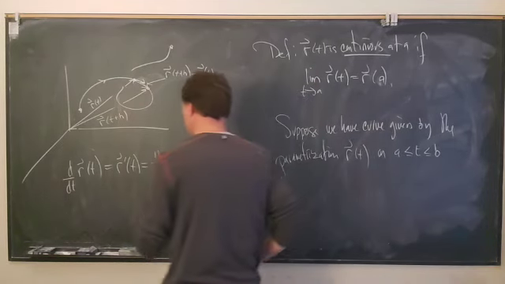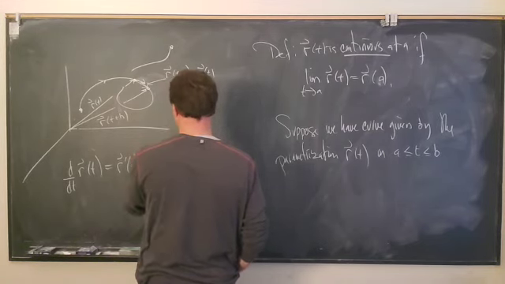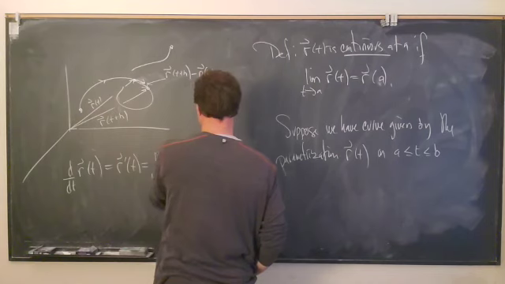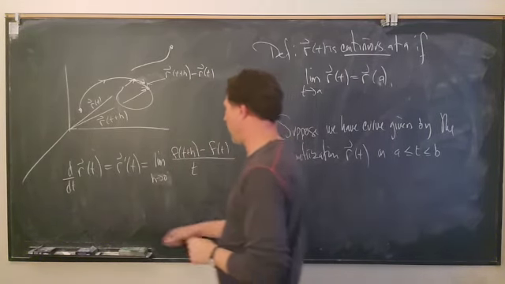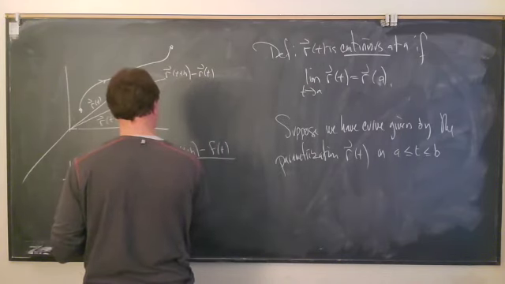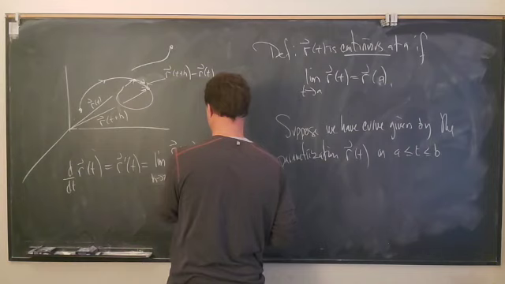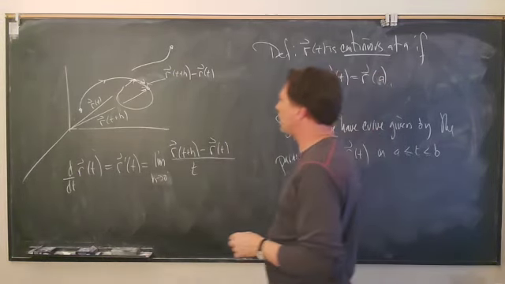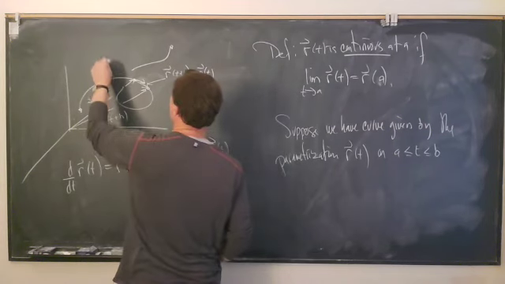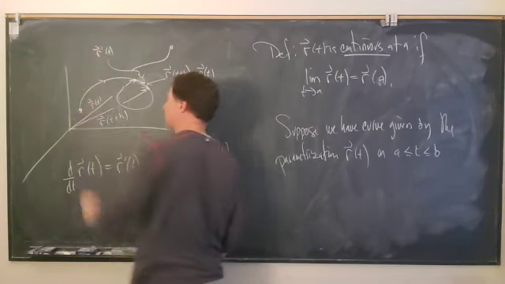Well, that would be described by a vector. It would be the limit as h approaches 0 of r of t plus h minus r of t, divided by h. And that vector right there is r prime of t.